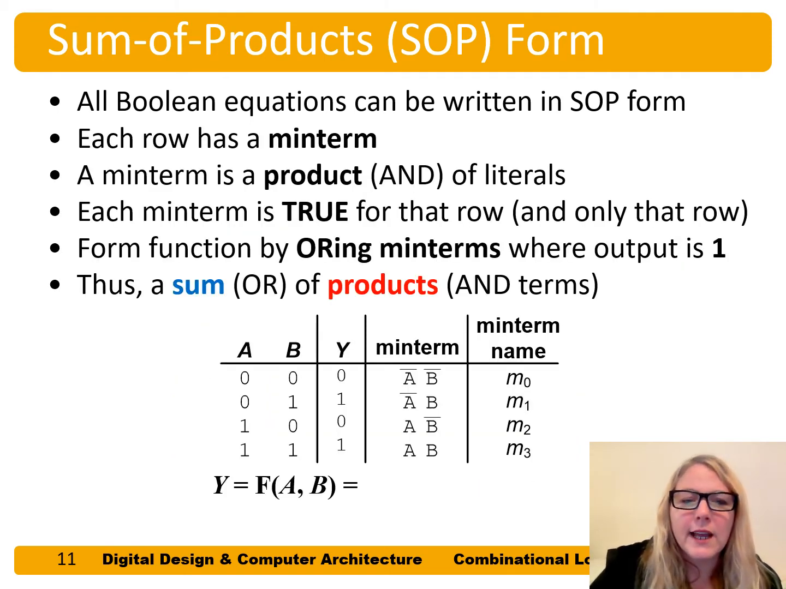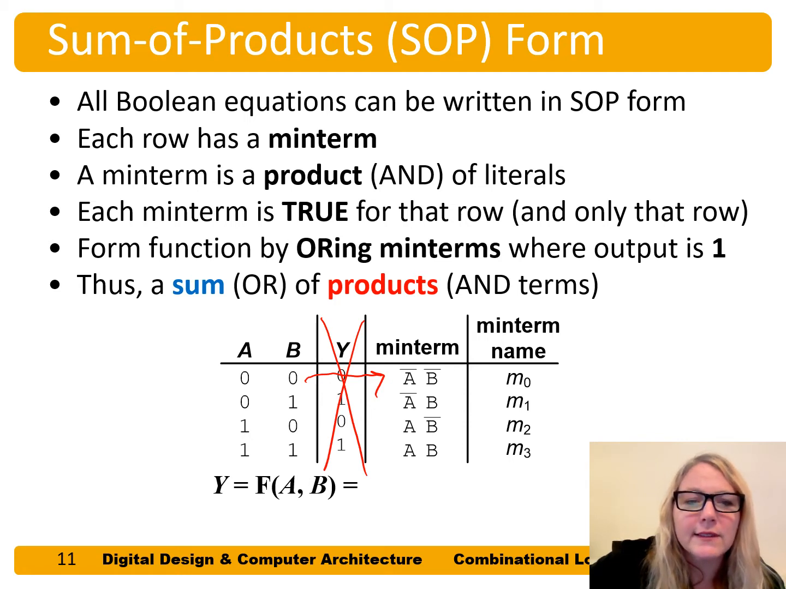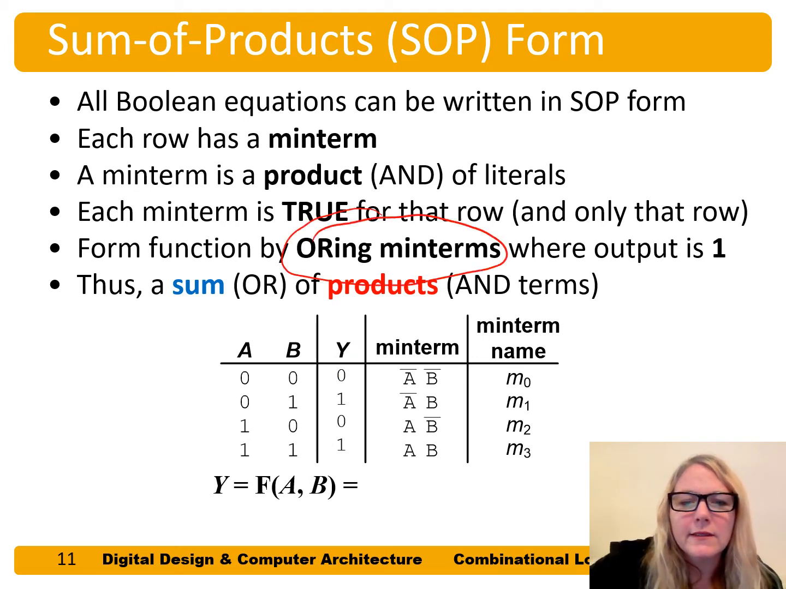So to recap, each row has a min term, right? Independent of the function, each row has a min term that is true for that row and only that row. So remember, our min term is a product, or AND, of literals. And we form the function by ORing min terms where the output is true. So the min term is independent of the function, but now we choose the min term to include in our equation depending on which output is true.